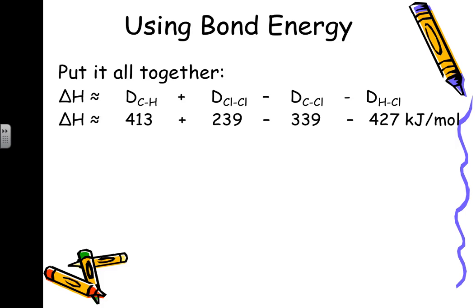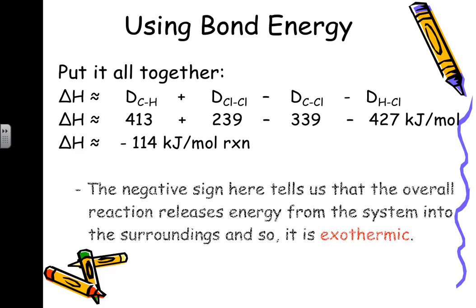But the 413, and by the way, these are all kilojoules per mole of bonds. So 413, 239, 339, 427. Please do pause, verify that the numbers make sense to you, that you see where I got them from. Okay, hopefully you make sense of that. And then basically just add it all up. And you will get negative 114 kilojoules per mole of reaction.